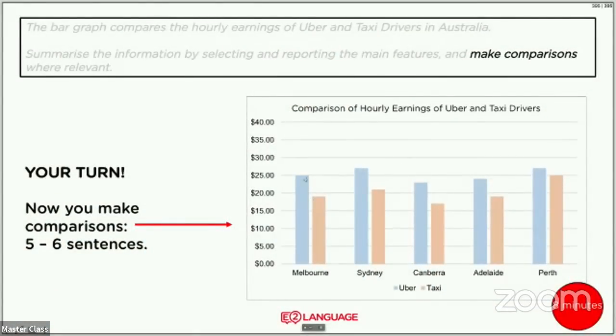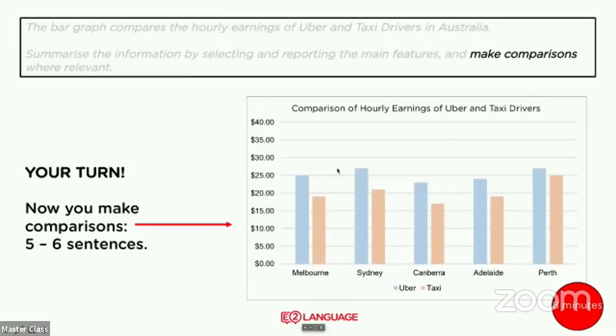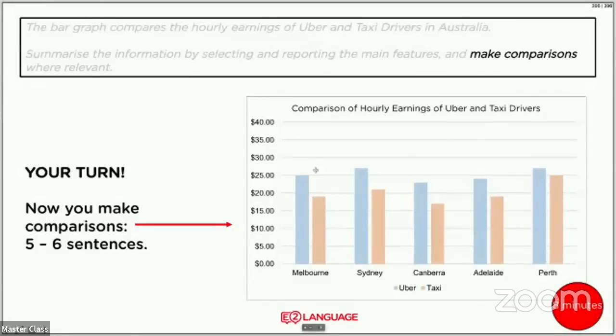Okay, so we could just do a comparison sentence that Uber drivers earn more than taxi drivers. We've done that, that's fine. Now what we can do is we can focus on Melbourne. We could do it city by city. We could compare Uber drivers to taxi drivers in Melbourne, but I don't think that'd be a good way to do it. What we want to do is compare Uber drivers across all cities.